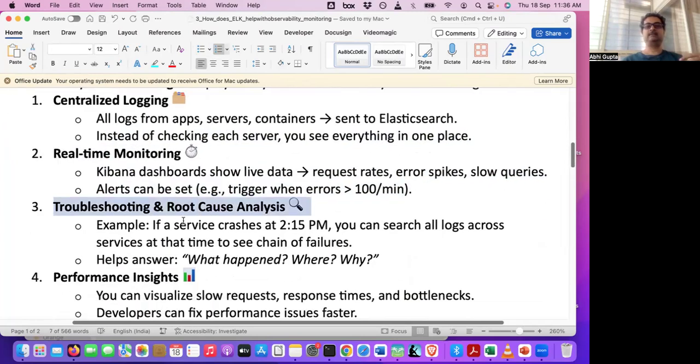Troubleshooting and root cause analysis. For example, if a service crashes at 2:15 p.m., you can search logs across services at that time to see the chain of failures. What happened, where, and why. Chain of events. Right? So it failed at 2:15. Before that, what happened? Before that, again, what happened? In a similar way to how the security agency will rewind the camera and go through different footages to see from where the thief entered the shopping mall, you will also go through the logs and all the data, traces, alerts, and see what triggered this issue, what triggered this crash.